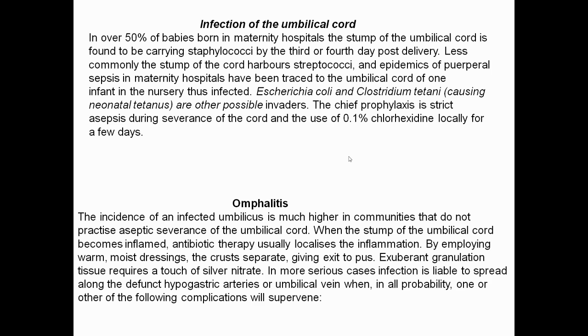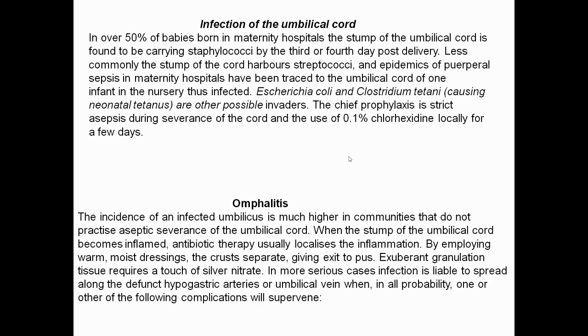Now we see some pathology of the umbilical cord. In around 50% of babies born in maternity hospitals, the stump of the umbilical cord is found to be carrying staphylococci by the third or fourth day post delivery. Less commonly, the stump of the cord harbors streptococci, and epidemics of puerperal sepsis in maternity hospitals have been traced to the umbilical cord of one infant in the nursery, thus infected. Escherichia coli and Clostridium tetani are other possible invaders.